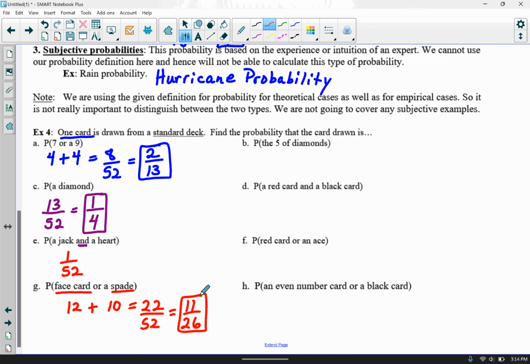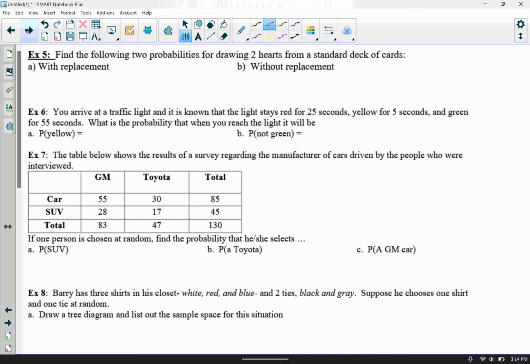Definitely pause that video, try that right-hand column on your own, check yourself by the solution key. I'm going to flip it on over. All right, I'm going to come over here to the next example.